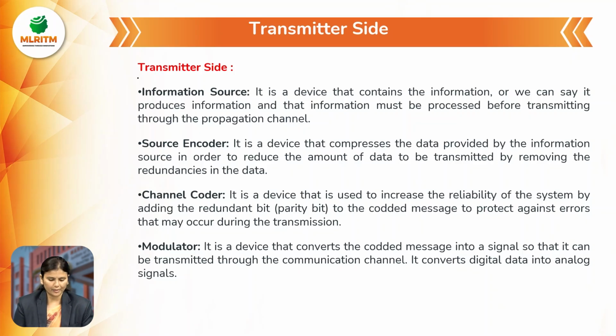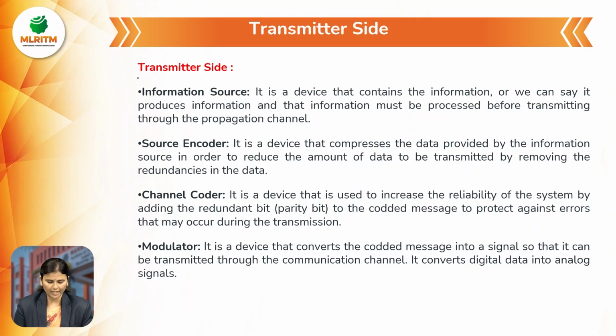The source encoder is a device that compresses the data provided by the information source in order to reduce the amount of data to be transmitted by removing the redundancies in the data. Next one is channel coder. It is a device that is used to increase the reliability of the system by adding redundant bits to the coded message to protect against errors that may occur during the transmission.